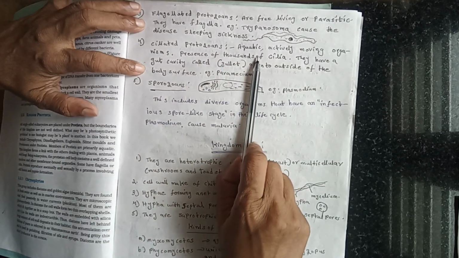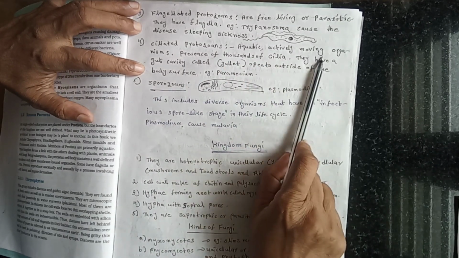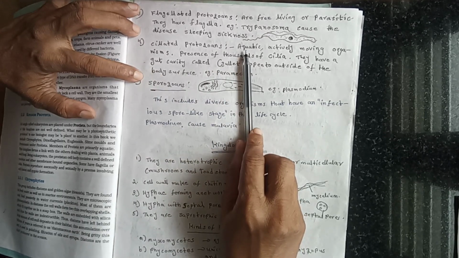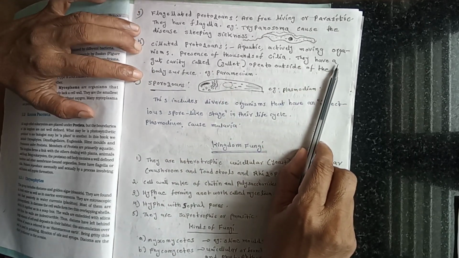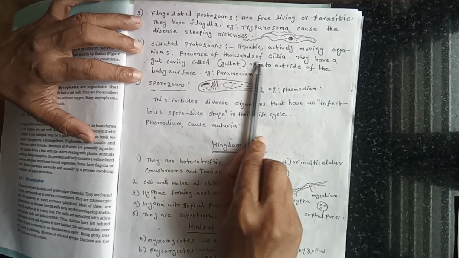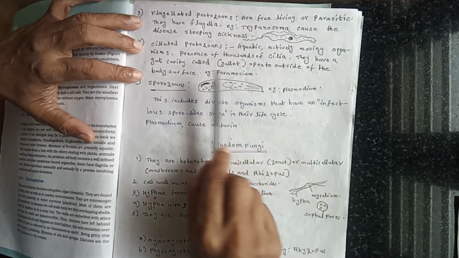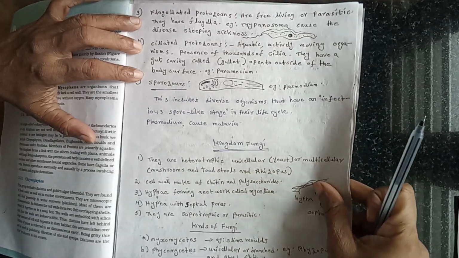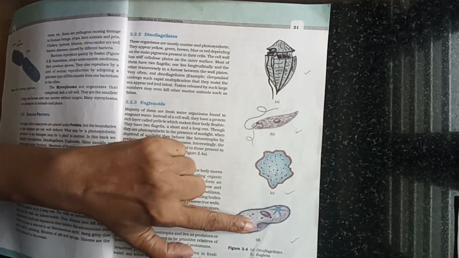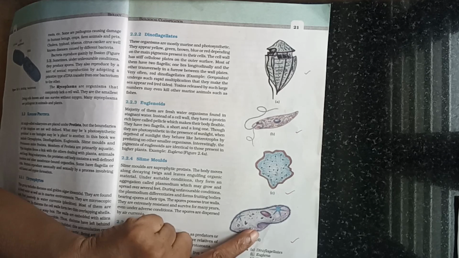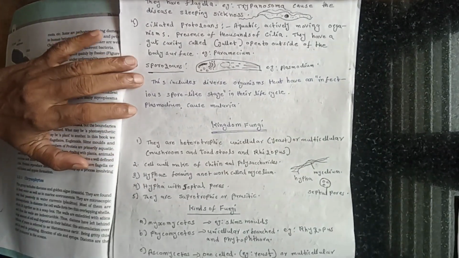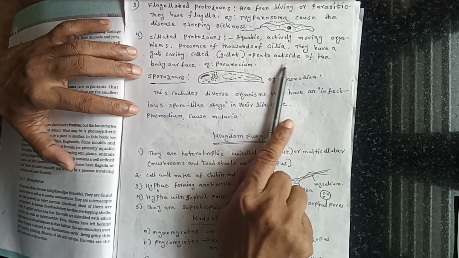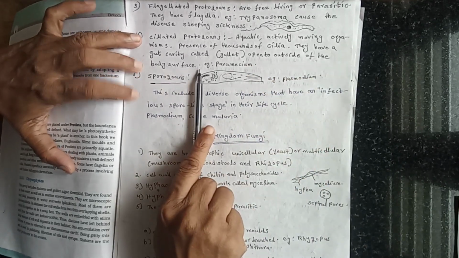Ciliated protozoans are aquatic, living in water, actively moving organisms. There are thousands of cilia all around the body. They have a gut cavity called the gullet. This is the gullet. The gullet opens to the outside of the body surface.